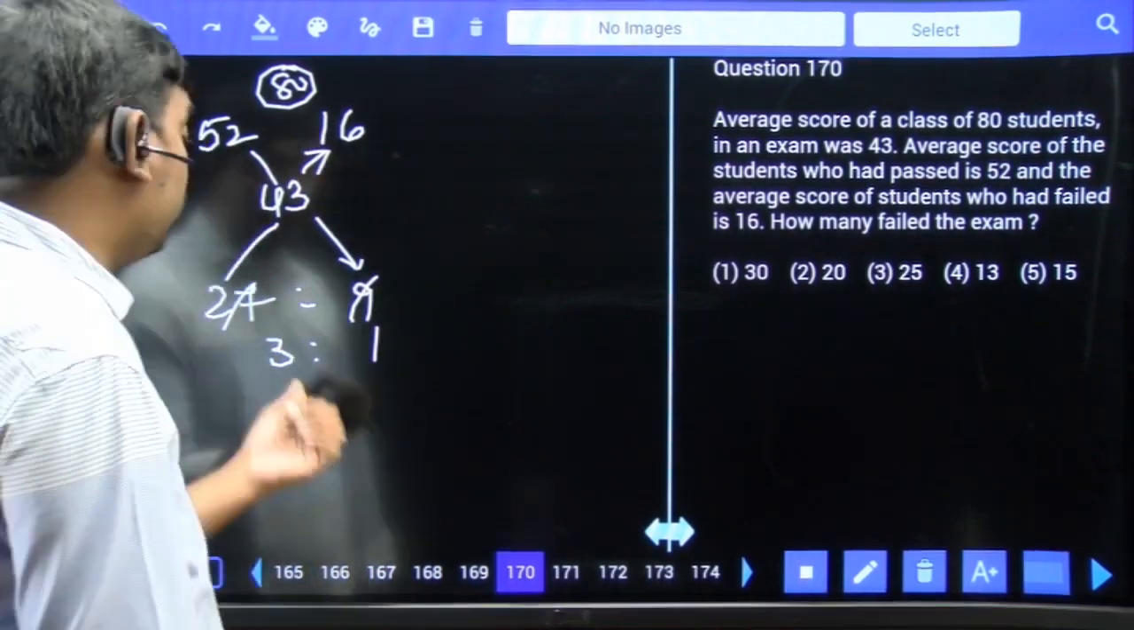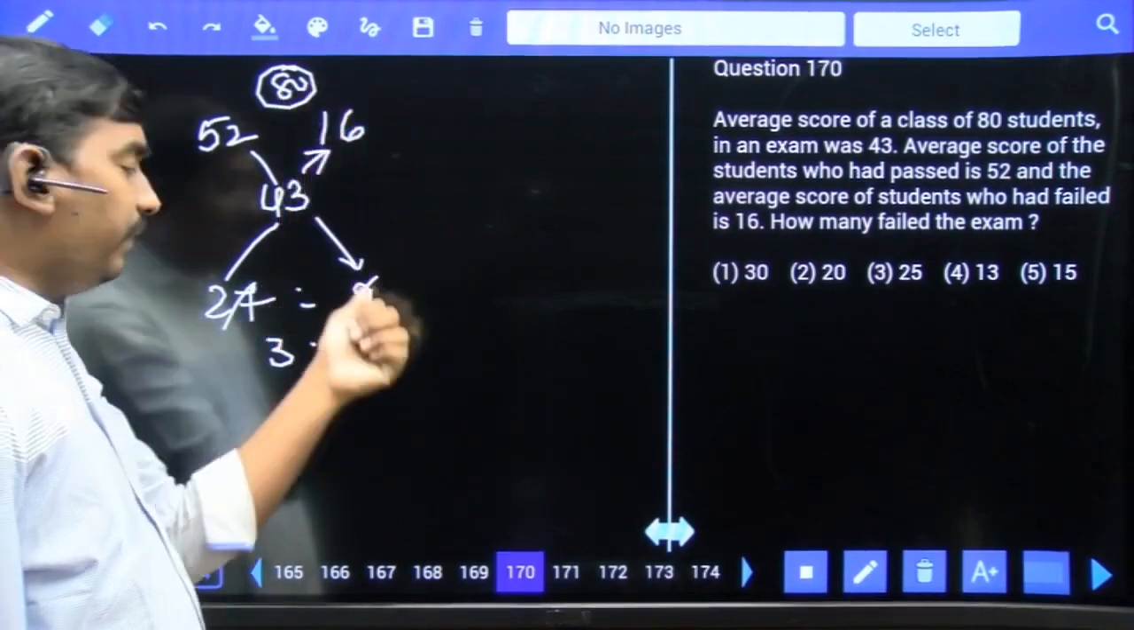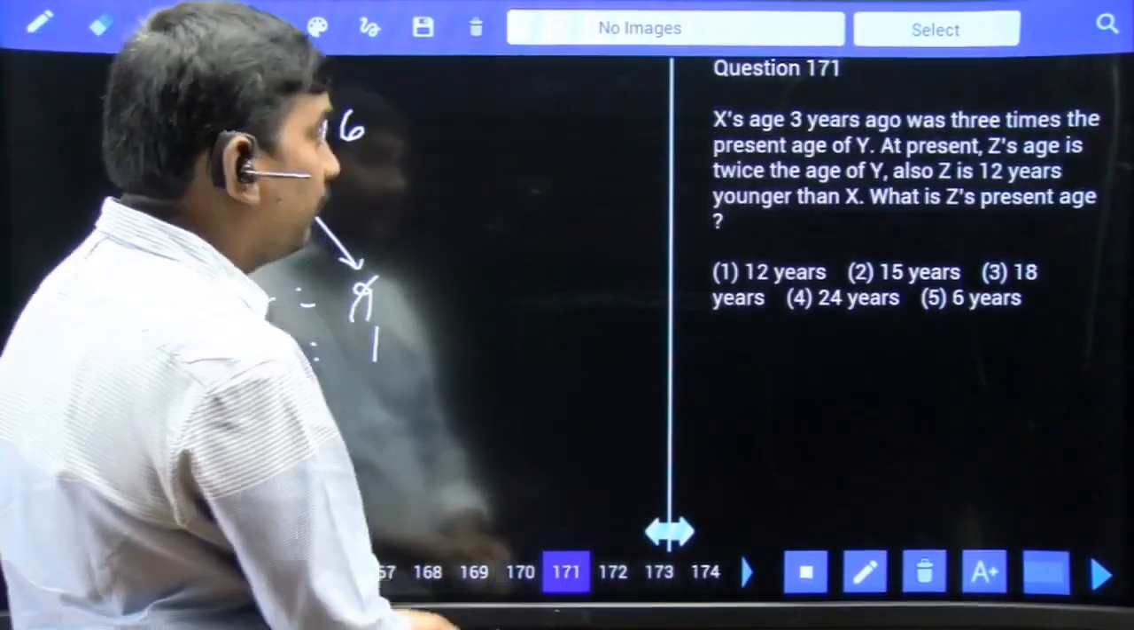How many failed candidates? 3 plus 1, 4 parts with value 80. Failed candidates, 1 part, value 20. The second option is your answer.